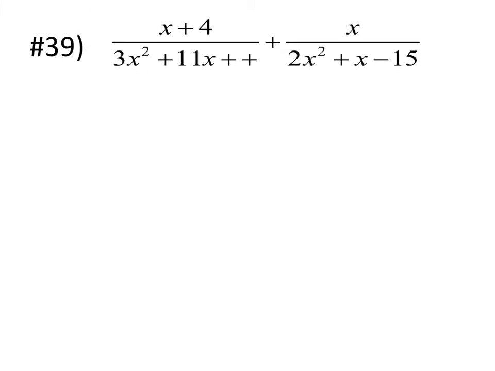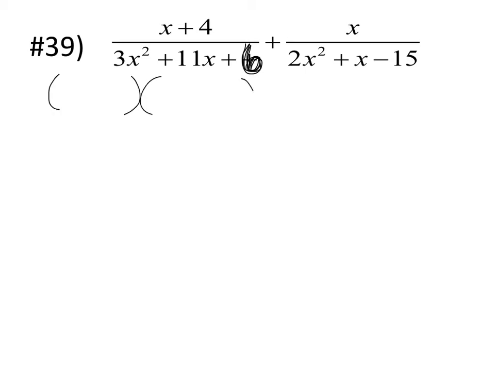Okay, first thing I have to do here is figure out what this problem actually is supposed to say, because plus plus makes no sense. So 39 is supposed to say 3x squared plus 11x plus 6. There we go. And then 2x squared plus x minus. Okay, so now we're good. Okay, so let's go ahead and factor these.